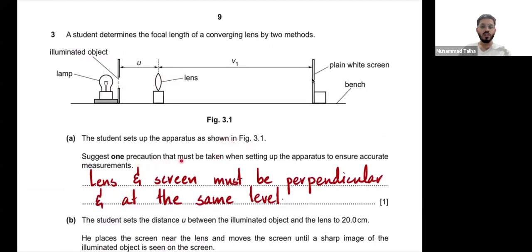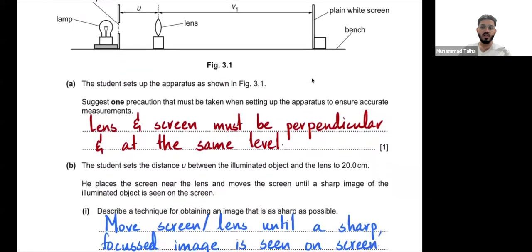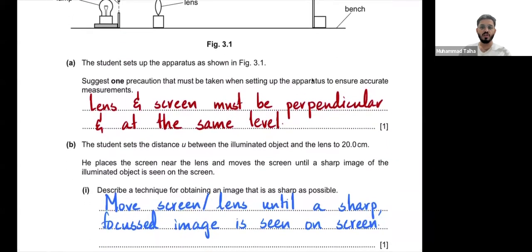Suggest one precaution that must be taken when setting up the apparatus to ensure accurate measurements. One of these, which is always asked in lens questions, is to ensure that the lens and the screen are perpendicular to each other and that all of these three things, the object, the lens, and the screen, are on the same horizontal level. These two are what you always write. You can write any one of these. In my answer, I've written both of these.